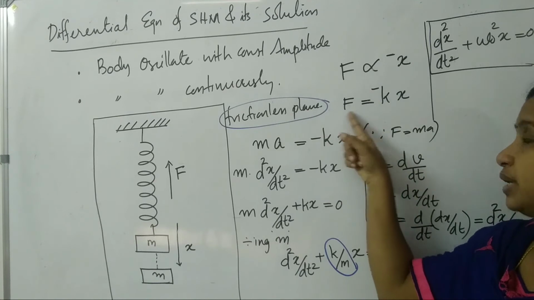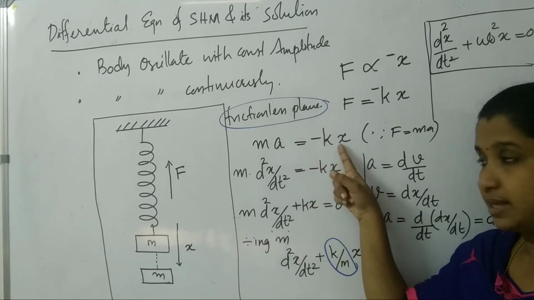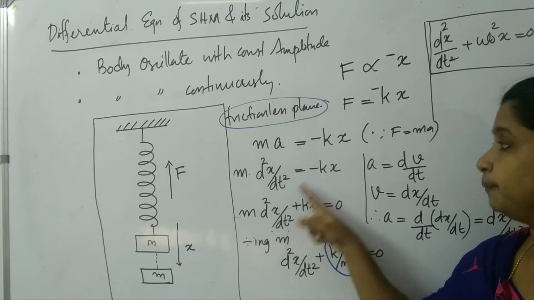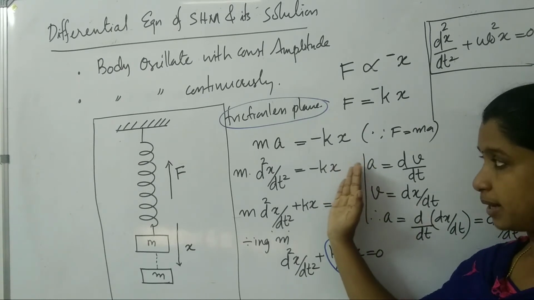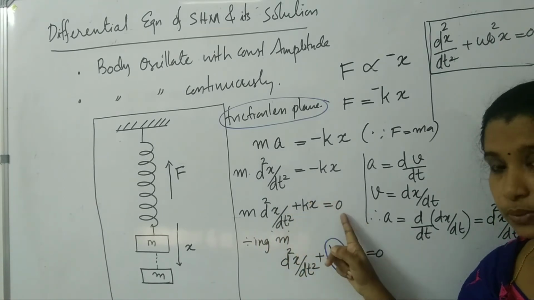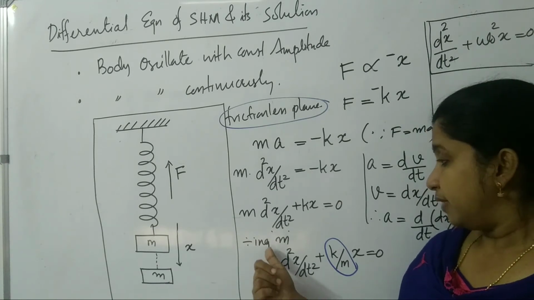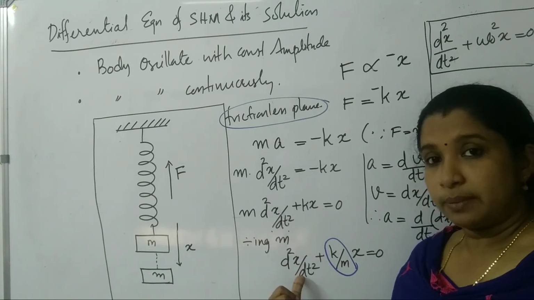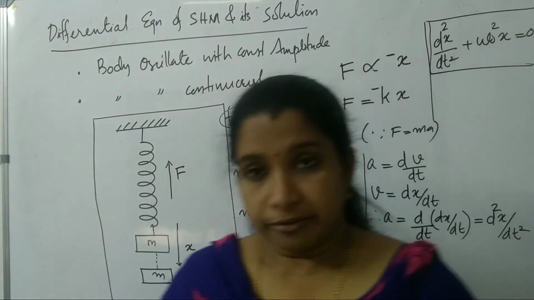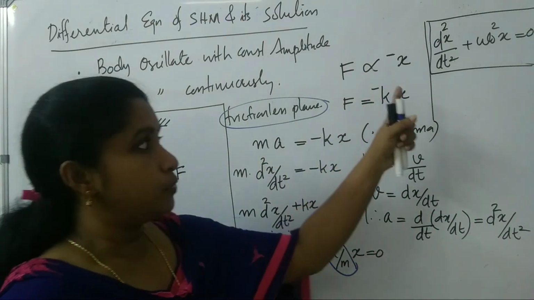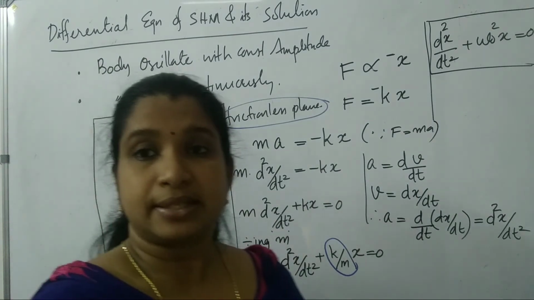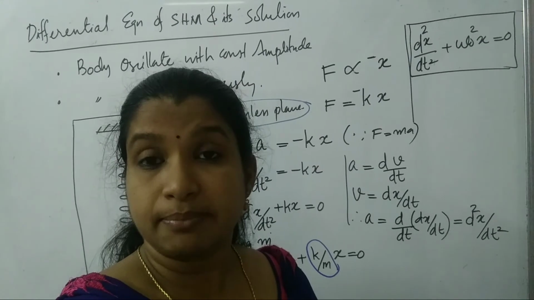Then we know that F is equal to ma, which is equal to minus kx. Here m into d square x by dt square, since acceleration is d square x by dt square, is equal to minus kx. Then take minus kx to the LHS. So m into d square x by dt square plus kx is equal to 0. Then dividing by m, we get d square x by dt square plus k by m into x equal to 0. k is a constant, m is another constant, so their fraction is also another constant. So we substitute: d square x by dt square plus omega 0 square x equal to 0. This is the differential equation of simple harmonic motion.